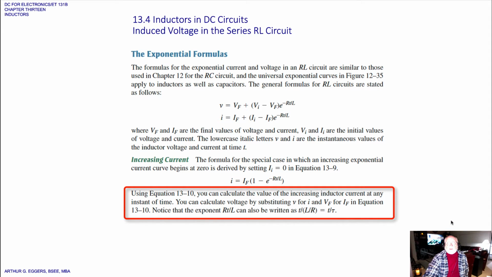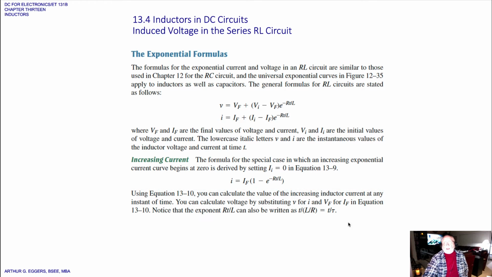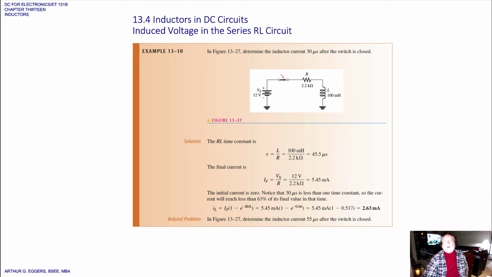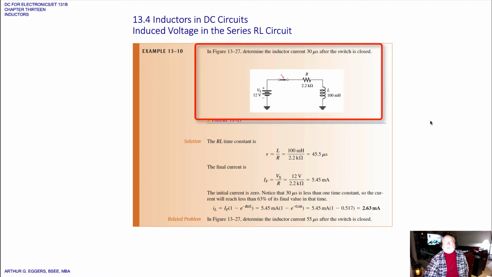You can calculate voltage by substituting v for i and V sub F for I sub F in the equation. Notice that the exponent Rt divided by L can also be written as t times the inverse, R over L, which is equal to t over tau, the time divided by the time constant. So again, let's take a look at an example, the easiest way to understand and put this to use.